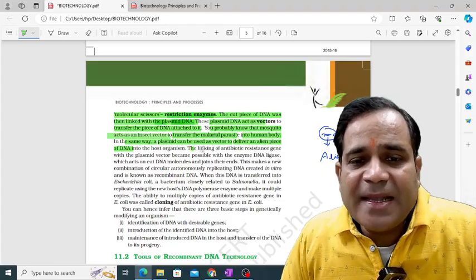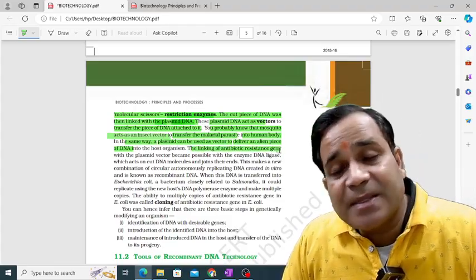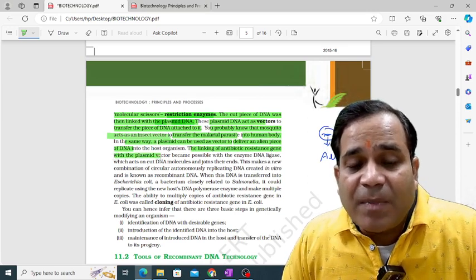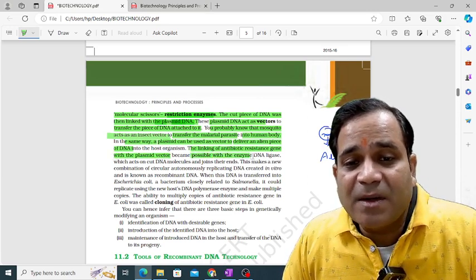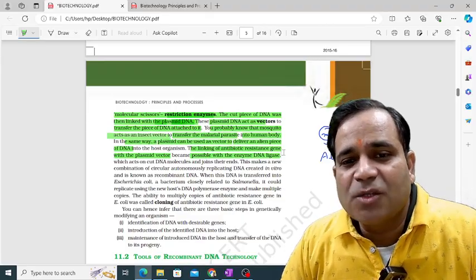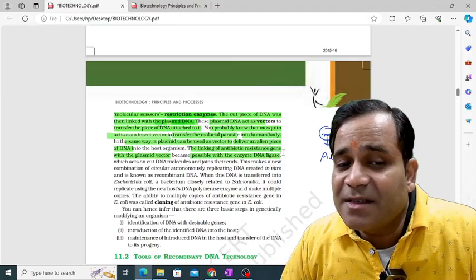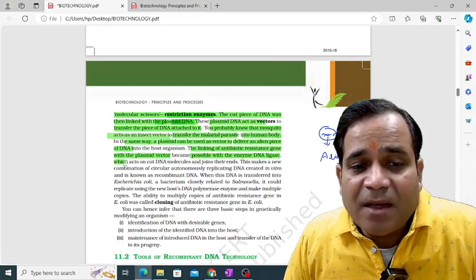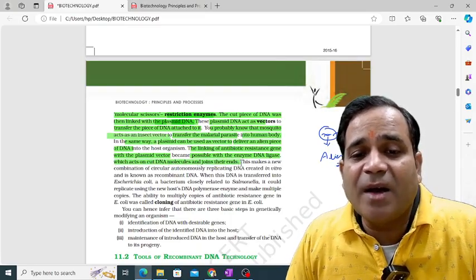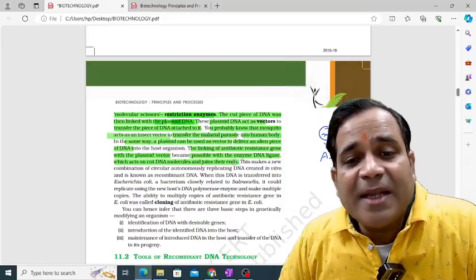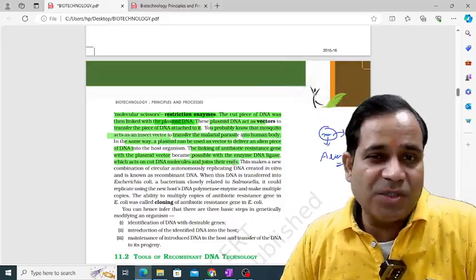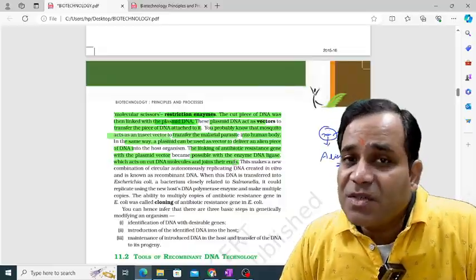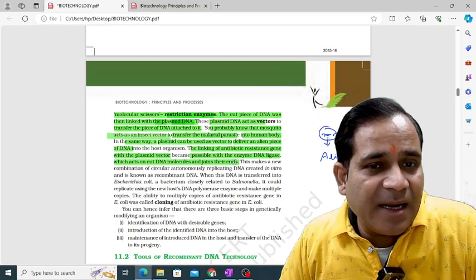The linkage of the antibiotic resistant gene with a plasmid vector became possible with the enzyme DNA ligase. The DNA ligase acts on cut DNA molecules and joins their ends, my dear. So DNA ligase is the enzyme used to join the cut DNA, while the restriction enzyme is responsible for cutting the DNA.